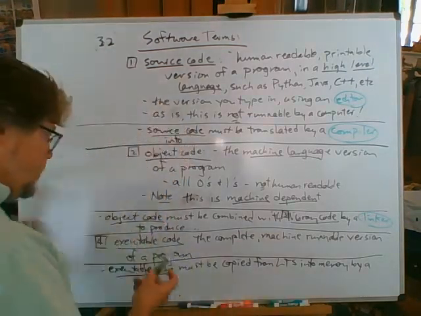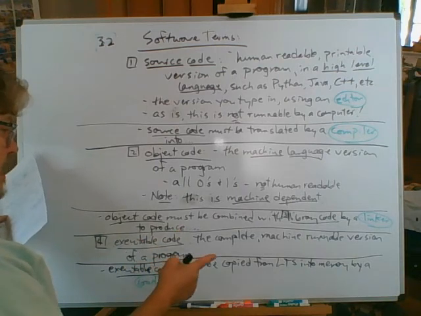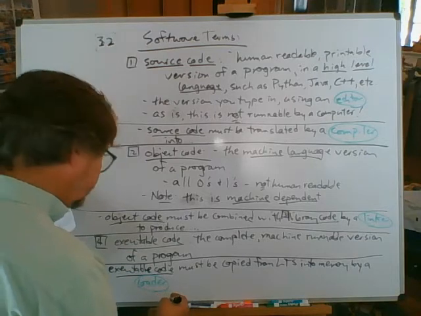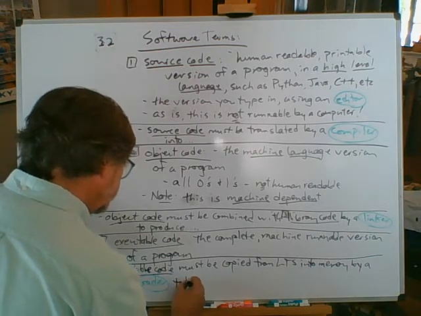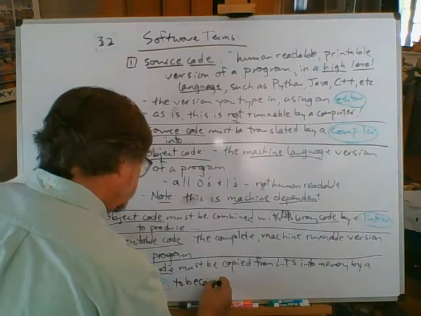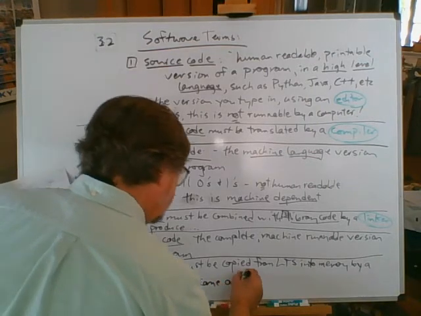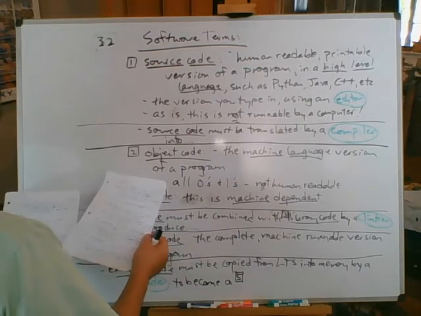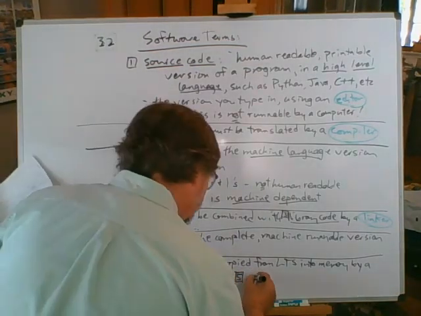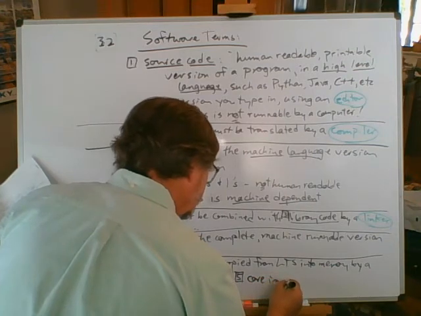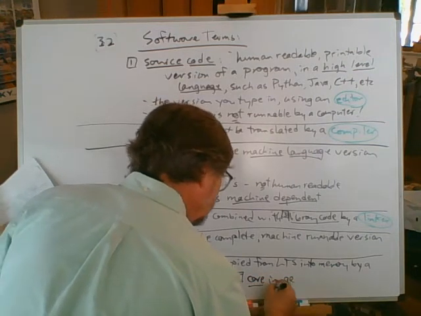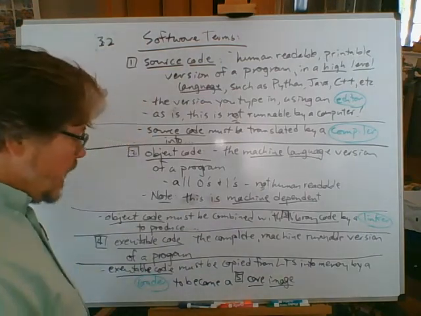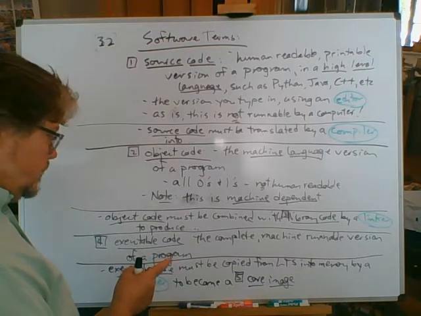And I'll go ahead and see if I can squeeze this in here. Must be copied from long-term storage into memory by a loader to become a box number 5. I hope it was box number 5. Was box number 5 the core image? I think so. If you saw how ridiculously messed up my notes are that I'm trying to work from here, I would lose all credibility and you wouldn't believe any of this.